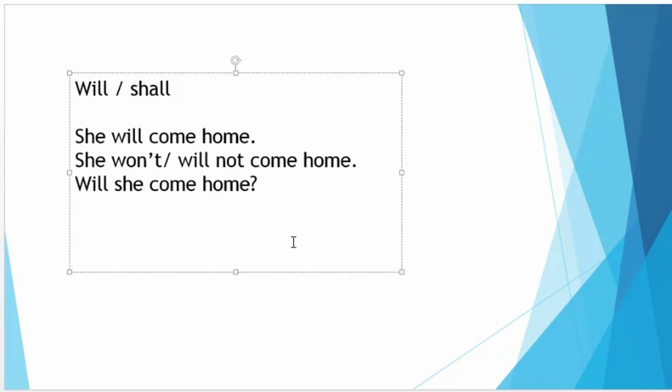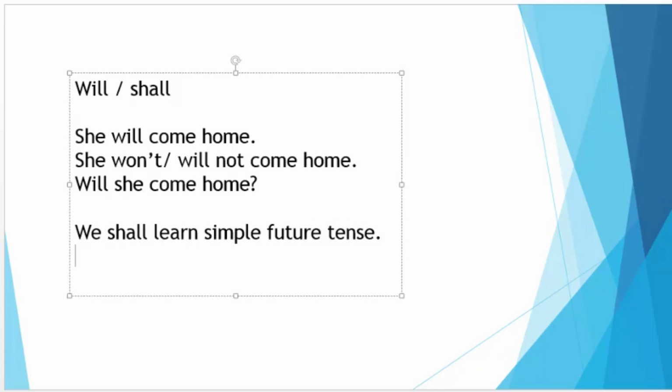Now let's make one example with shall as well. For example, we can use shall with we. We shall learn simple future tense. Okay? Now in this structure you can see that we use subject plus shall. Shall is our auxiliary verb.